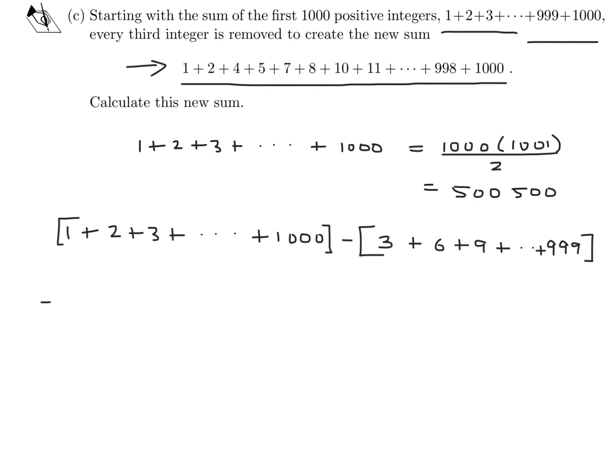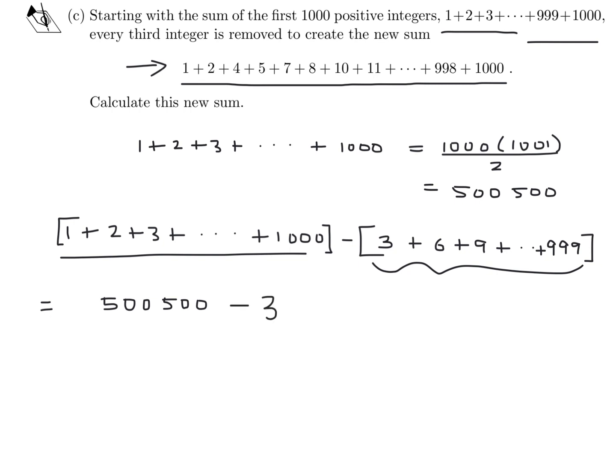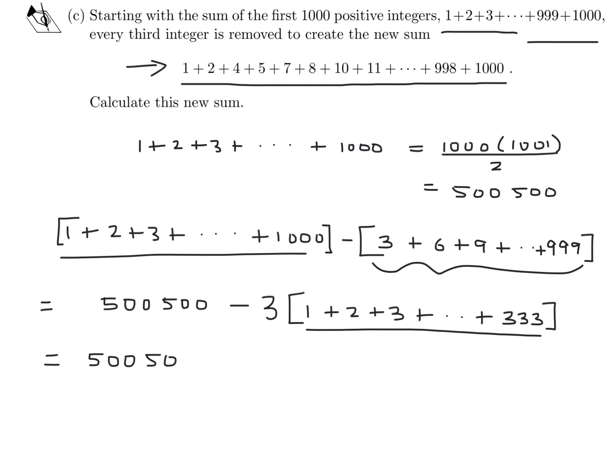Okay, not a problem. This part here we just did, that's 500500. But this part here, how do we do that? Well, the easiest way is just to factor out a 3, and when you do, you get 1 plus 2 plus 3, all the way up till 333, I believe. And then that, of course, you know how to do. So let's just put this in here. That one is going to be 333 times 334 all over 2.